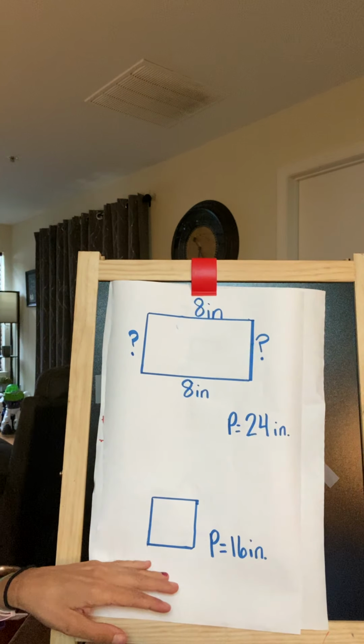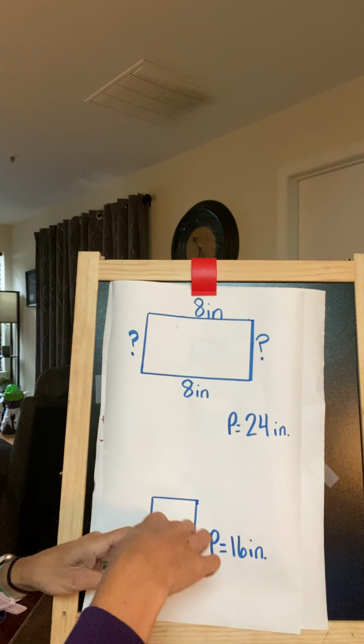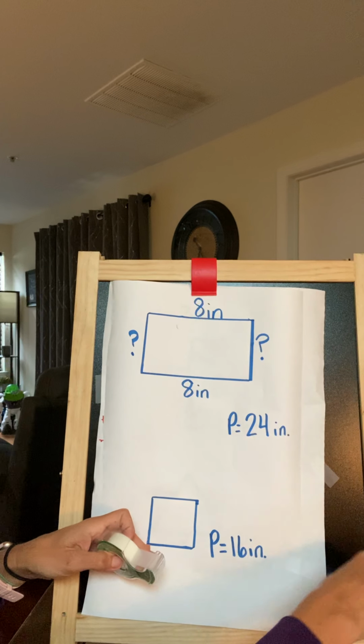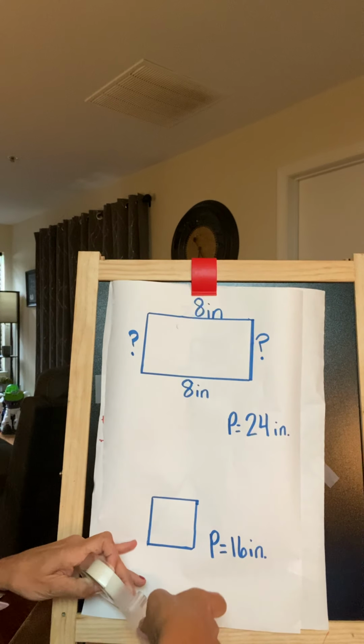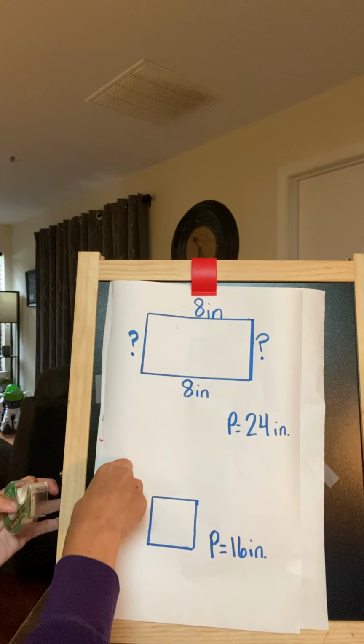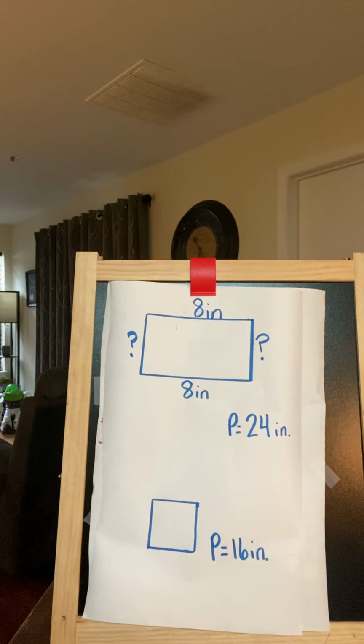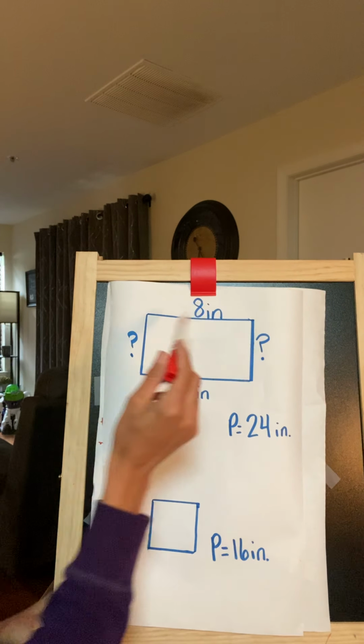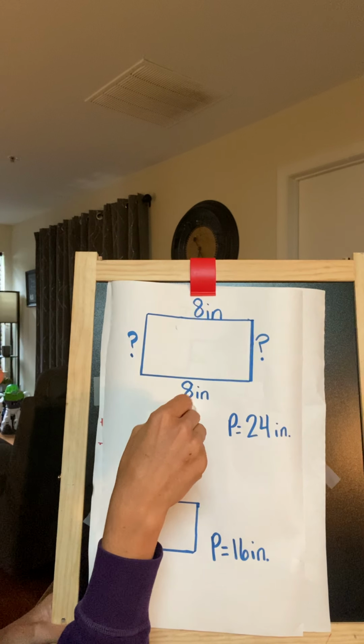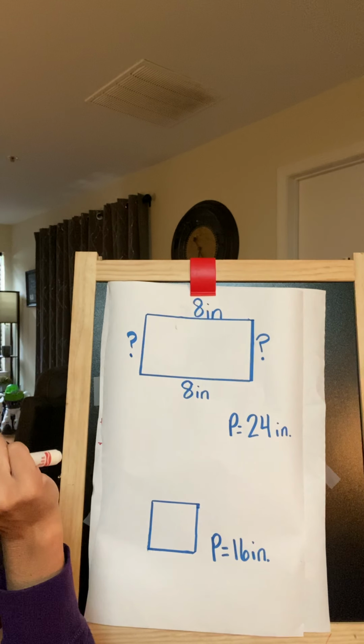This one, boys and girls, top one, says a total perimeter is 24. Where did my marker go? Oh, there it is. My total perimeter is 24. This side's 8, this side's 8. Now I'm missing 2 sides.